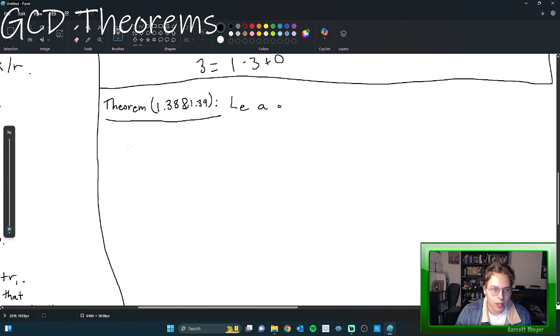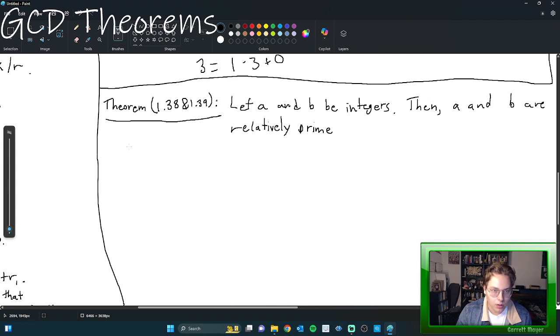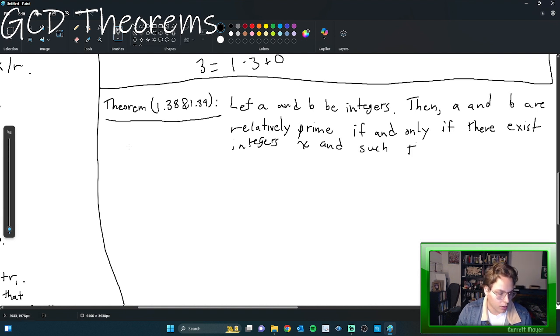So let a and b be integers. Then a and b are relatively prime if and only if there exist integers x and y such that ax plus by equals 1.